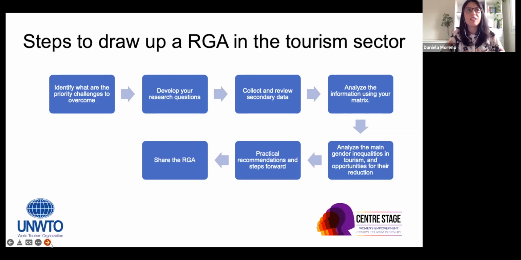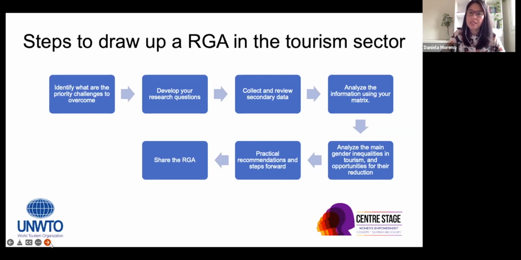the kind of objectives, for example, "this project aimed to mainstream gender equality in tourism." Try to avoid that kind of objective, because it is not really going to work. Mostly, a rapid gender assessment is a small piece, the first exercise that you have to do for something bigger, right?